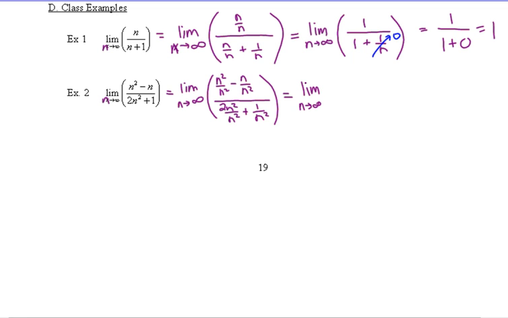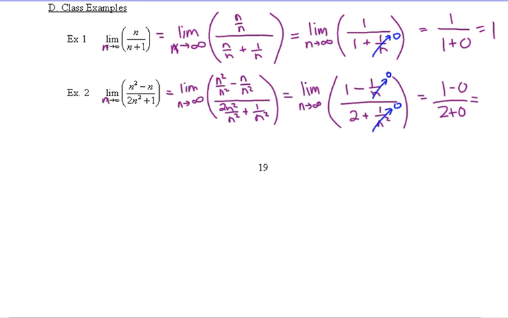A lot of you could probably go straight to this step. If we divide everybody by n squared, we're left with, on the numerator, 1 minus, what does this become? 1 over n, all over 2 plus 1 over n squared. And so as we approach infinity, 1 over n will approach 0, and same with the 1 over n squared. Now that we're substituting, we get 1 plus, oops, no, it's a minus. 1 minus 0 over 2 minus 2 plus 0 equals 1/2.